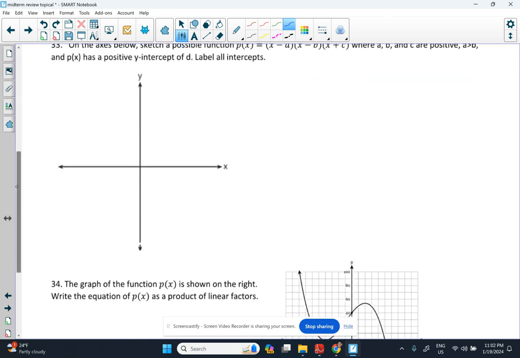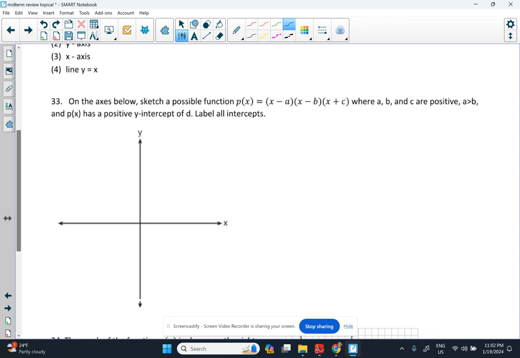And the last one I'd like to do is number 33. So you're given a polynomial expression, but notice there are no numbers in it. They want you to sketch the graph, and they tell you that A, B, and C are positive values, and that A is greater than B. They also tell you that P of X has a positive y-intercept, and we need to label all intercepts.